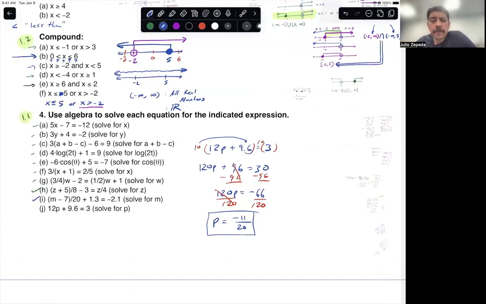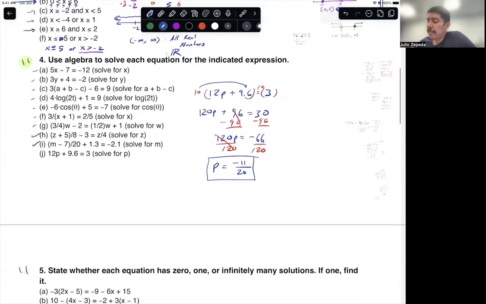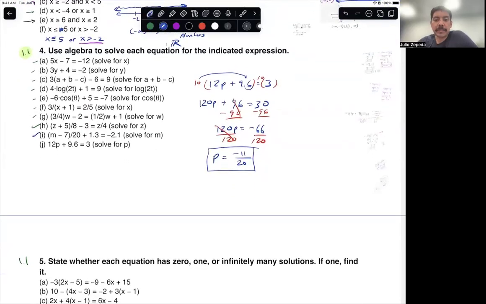That is problem number 4, solving equations for some indicated expression.